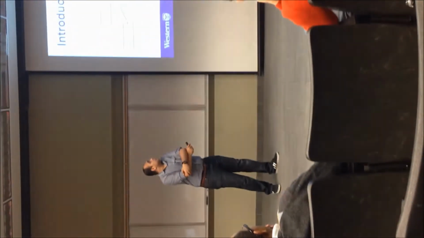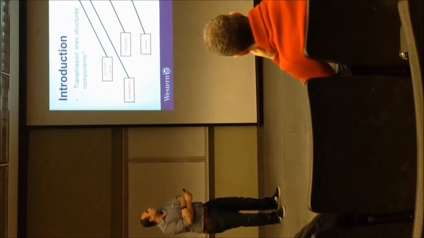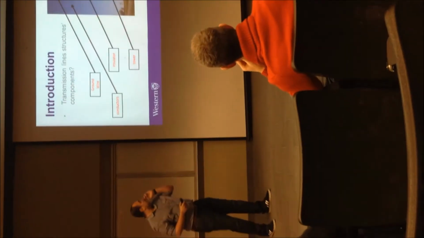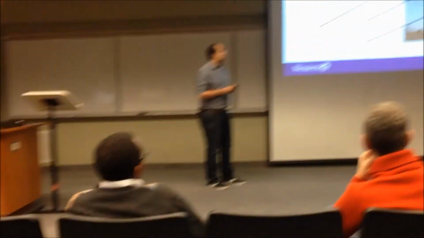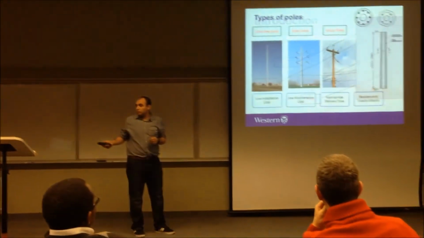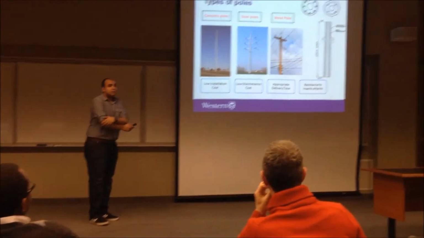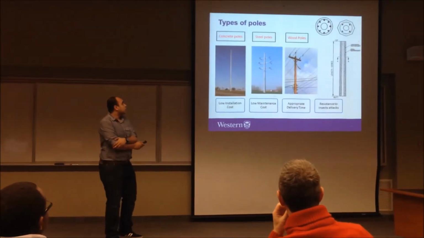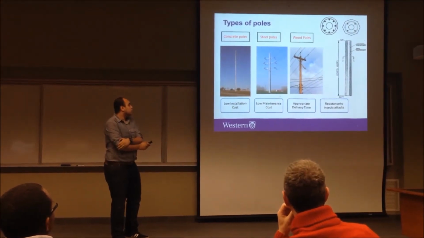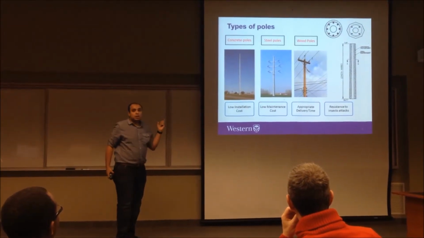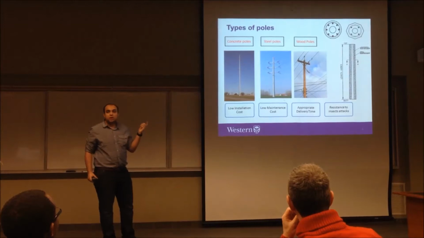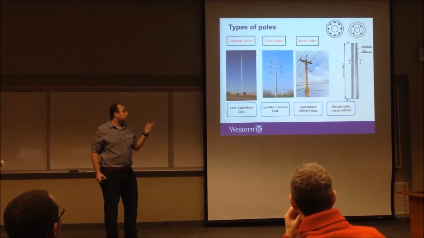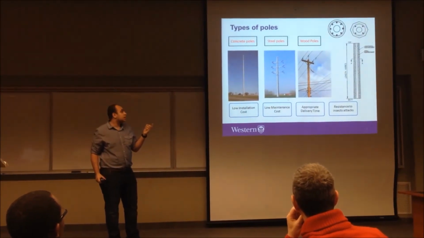As a start, the transmission line structure's main components are the supporting tower, the ground wires, the conductors, and the insulators. There are many types of poles that can be used: concrete poles, steel poles, and wooden poles. The benefit of the concrete poles rather than other poles is the low installation cost, low maintenance cost, appropriate delivery time, and the resistance to insect attacks.